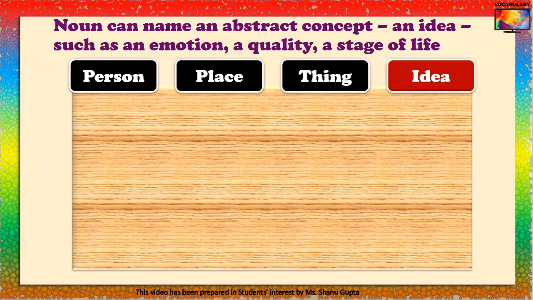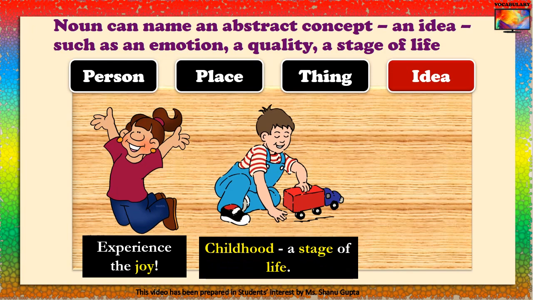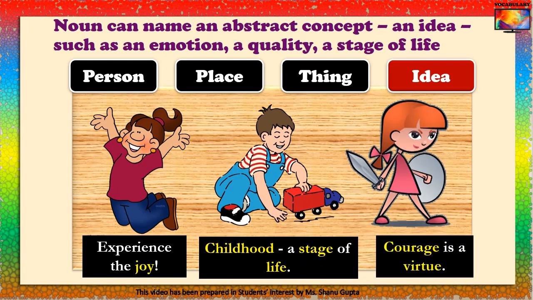A noun can name an idea or a concept as well. Words like joy, childhood, courage, virtue, etc. don't stand for concrete things as you can't touch or see them. They name an abstract idea such as a stage of life or a quality and are nouns.